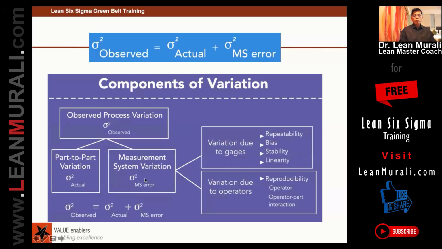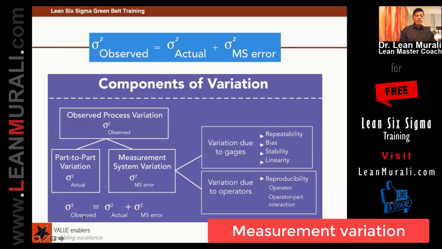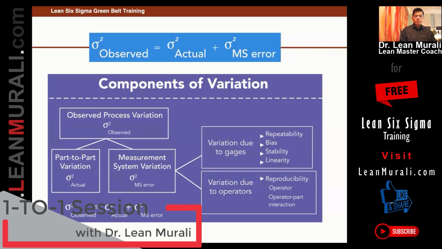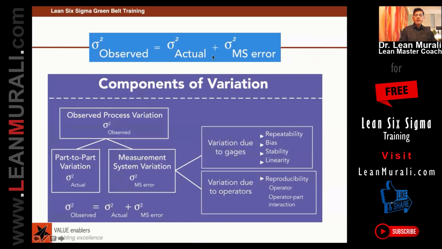But when you're checking it, there might also be a measurement variation. And that is why we wrote variation of observed is equal to variation of the actual, which is part-to-part variation, plus variation due to measurement error. And this measurement error also has two components. The method can create a problem. Just because I don't know how to measure, it can create a problem. That is called variation due to operators.